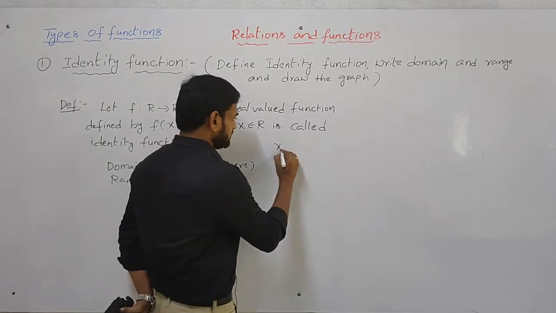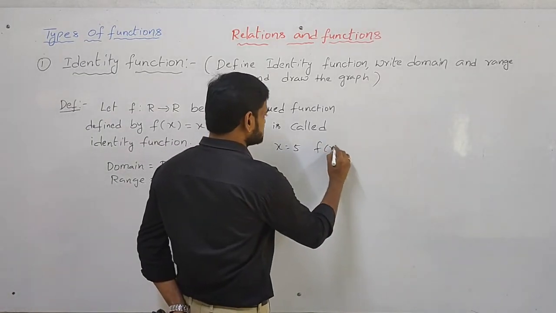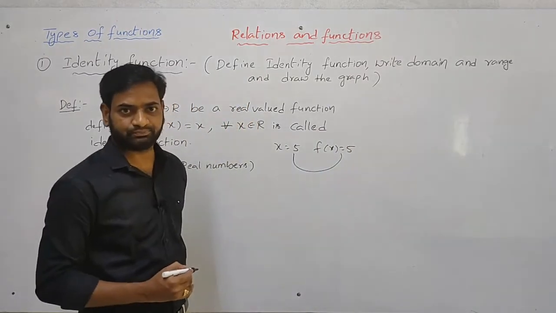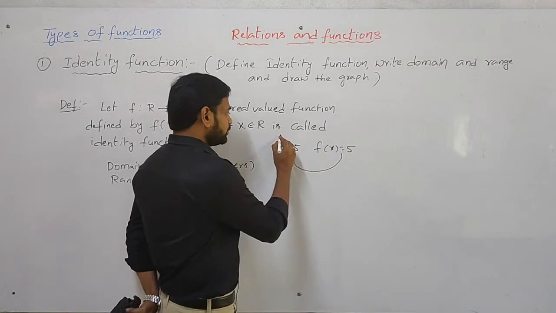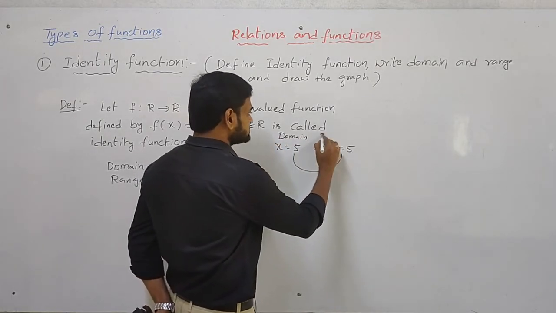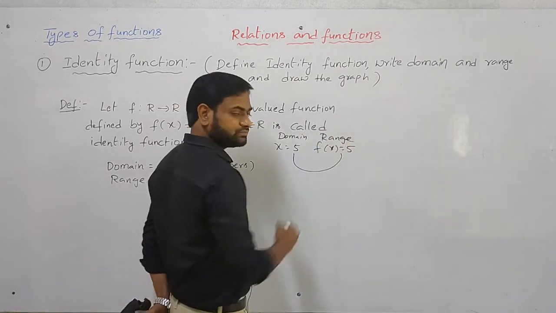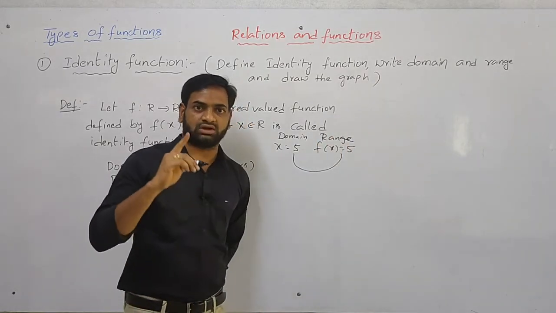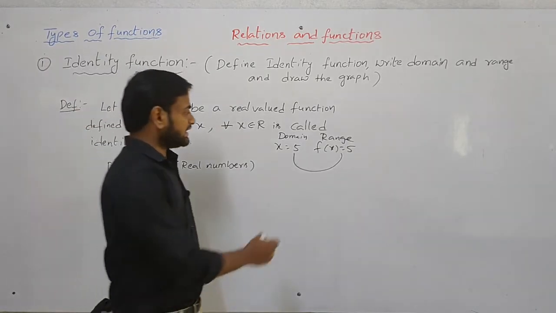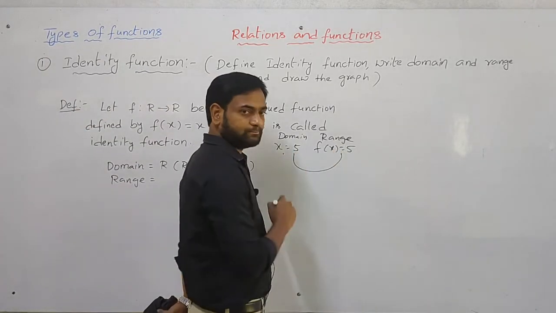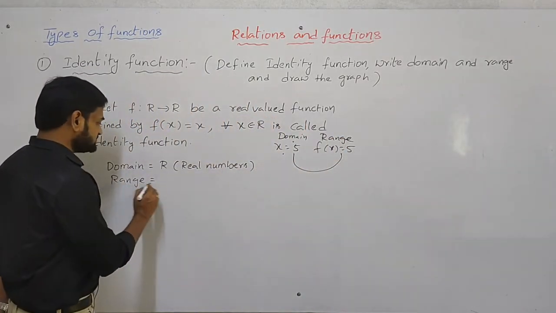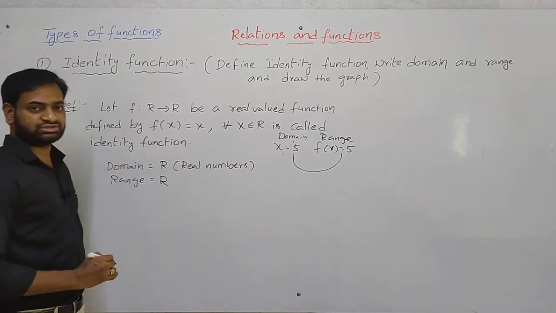See here, x is 5, then f of x is also 5. Then x value and f of x value are both the same. So x values are domain, f of x values are range. Here x value and f of x value are both the same, then domain and range are also the same. So range is also real numbers.